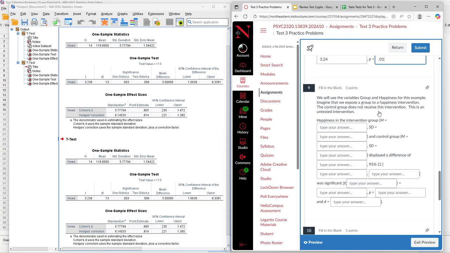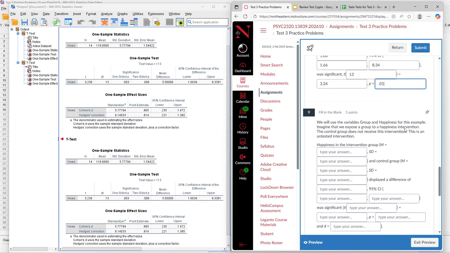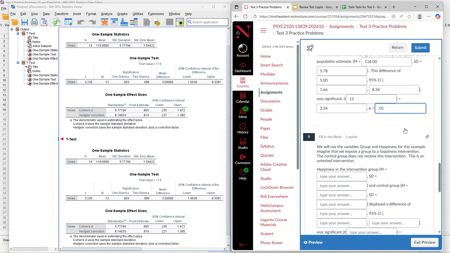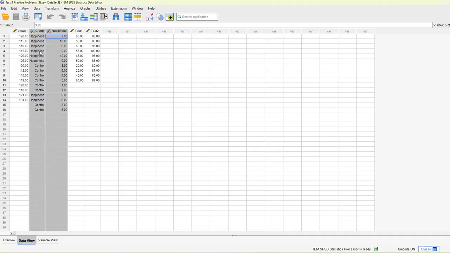They're independent of each other. So independent samples t-test, that's part of it. You've got to be able to pick the right analyses. And for this one, you need to be able to tell the difference between a one sample t-test, independent samples t-test, and the paired samples. So if we go back to our data set, you can see it, happiness and control.